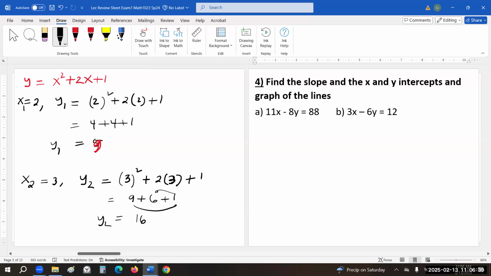Find the slope, x and y intercept. In order to find the slope, we need to convert this into y equals mx plus b format. Let's say we are doing the first one, both are the same. To solve for y, we need to get rid of the x, so subtract 11x from both sides. We get negative 8y is negative 11x plus 88.